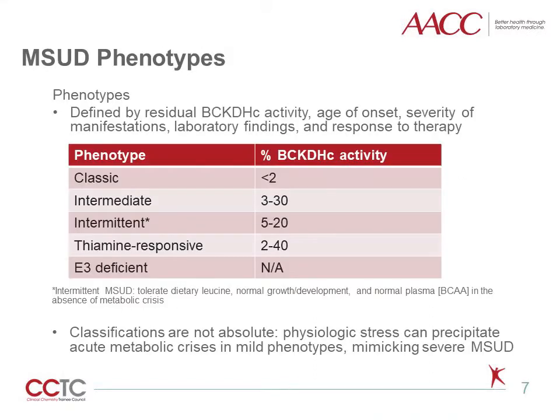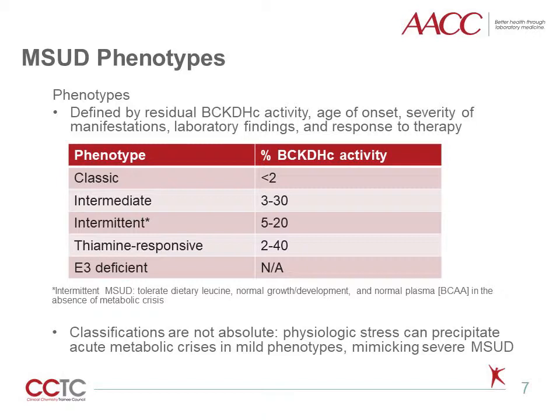Depending on the severity of the branched-chain ketoacid dehydrogenase complex defect, manifestations, biochemical findings, and response to therapy, maple syrup urine disease can be categorized into 5 phenotypes. It is important to recognize that distinctions between these phenotypes are not absolute and that individuals with a mild form of the disease may present similarly to severe maple syrup urine disease in times of physiologic stress.